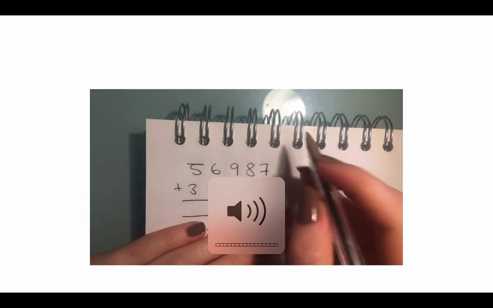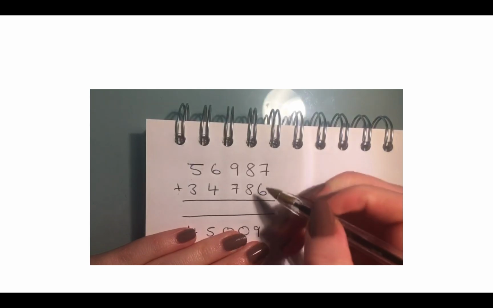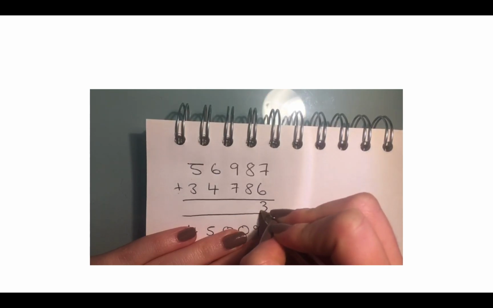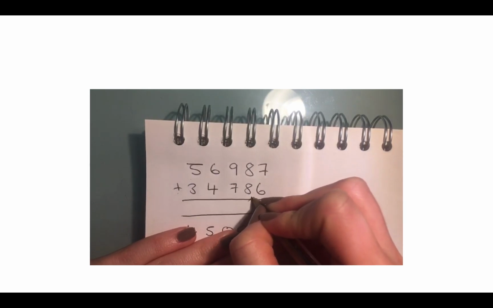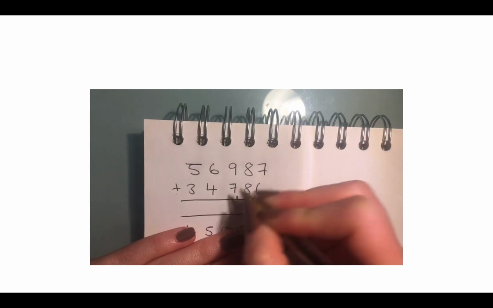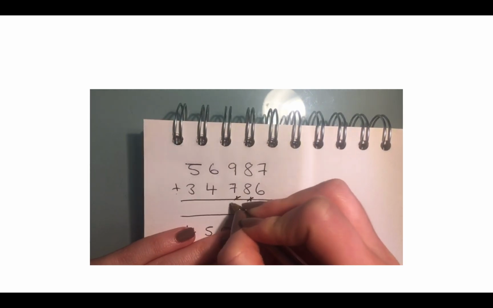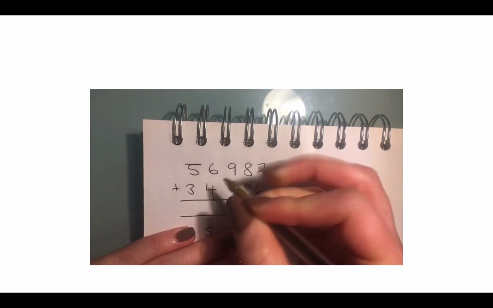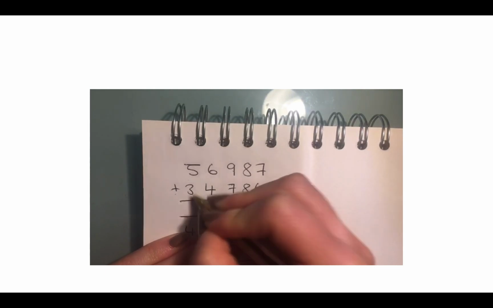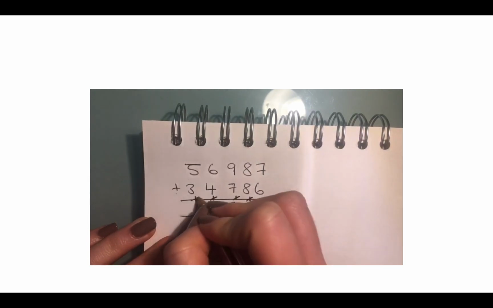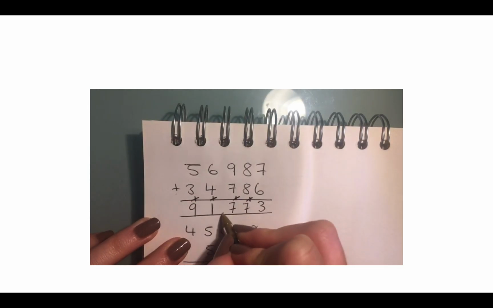Okay, so we're adding. I've got my addition sign here. 7 add 6, I get 13, carry my 1. 8 add 8, I get 16, add on my 1, I get 17, carry my 1. 9 add 7, I get 16, add on my 1, I get 17, carry it. 6 add 4, I get 10, add on my 1, I get 11, carry it. And then 5 add 4, I get 9, add on my 1, I get 10. The answer to the first one is 91,763.